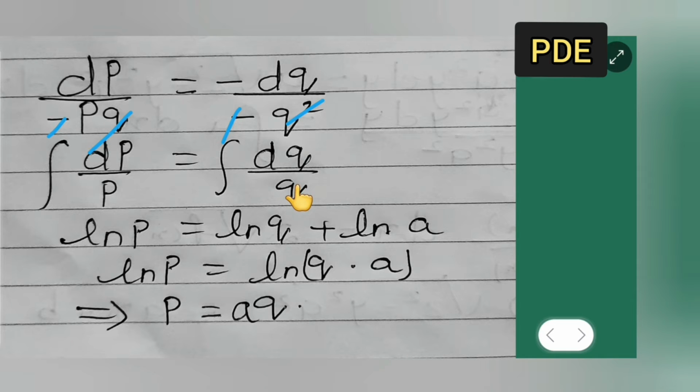Okay, so I'm going to integrate this, right? So the integral of this is ln of p is equal to ln of q plus ln of a. This is a constant. Okay, now ln of p is equal to ln of q into a. Now this is nothing but p is equal to aq.